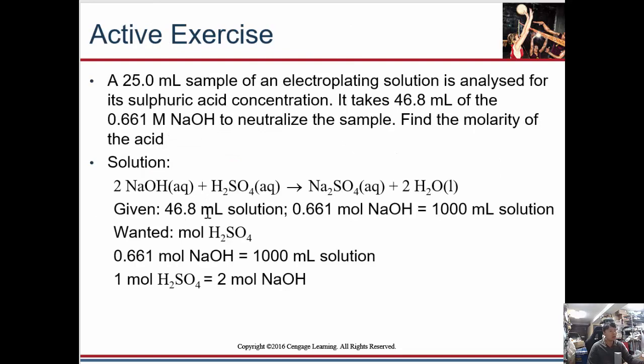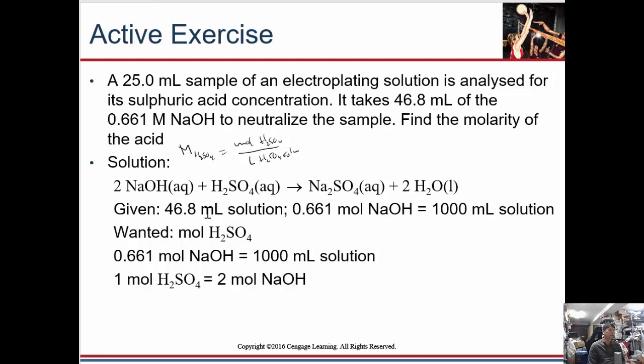All right, so here, a 25 milliliter sample of electroplating solution is analyzed for sulfuric acid concentration. It takes 46.8 milliliters of the 0.661 molar sodium hydroxide to neutralize the sample. Find the molarity of the acid. And so, in order to get the molarity of the sulfuric acid, H2SO4, we need the moles of H2SO4 divided by the liters of H2SO4 solution.